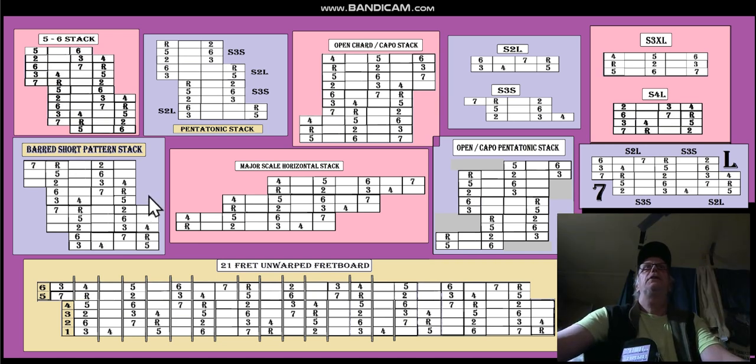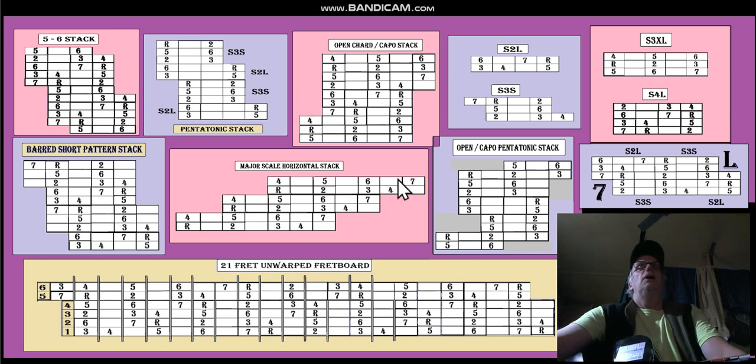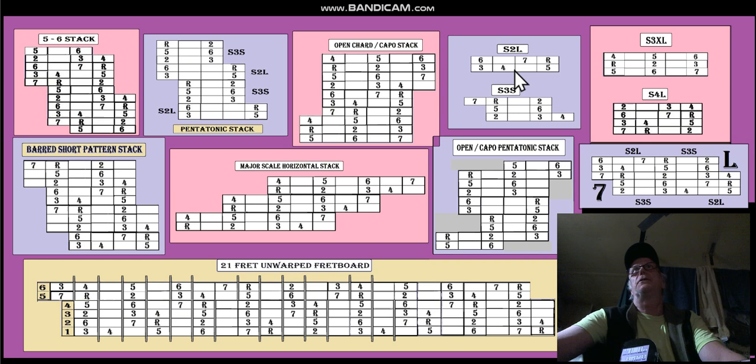Okay, so let's look at, before we get to the finale, we have our pentatonic stack of shorts, which is S3S's and S2L's only, right? These two right here, without the 4s and the 7s, because there's no 4 and 7 in a pentatonic stack, in a pentatonic scale. And then we have this one. How is it similar? How is it different?